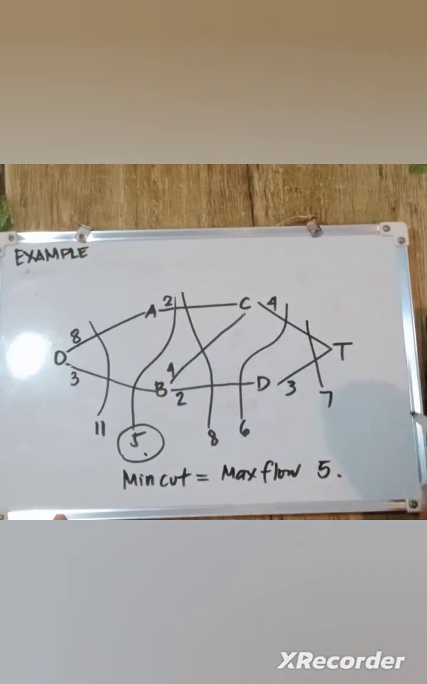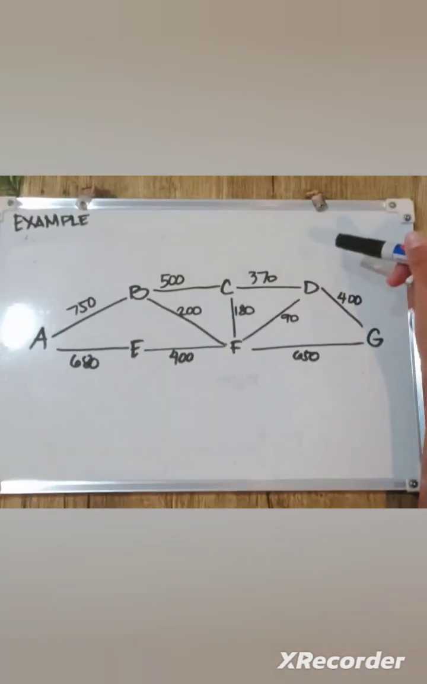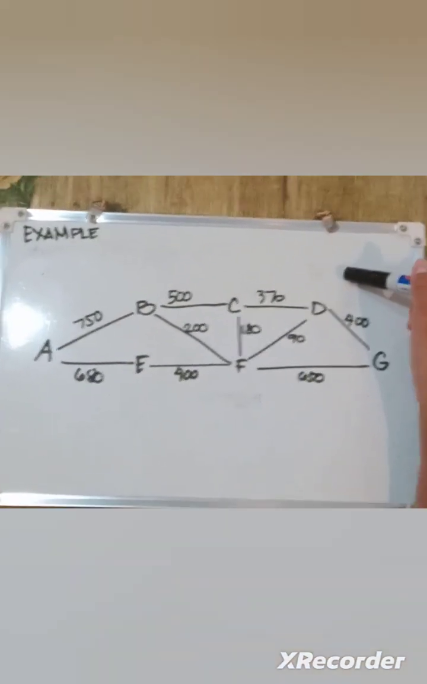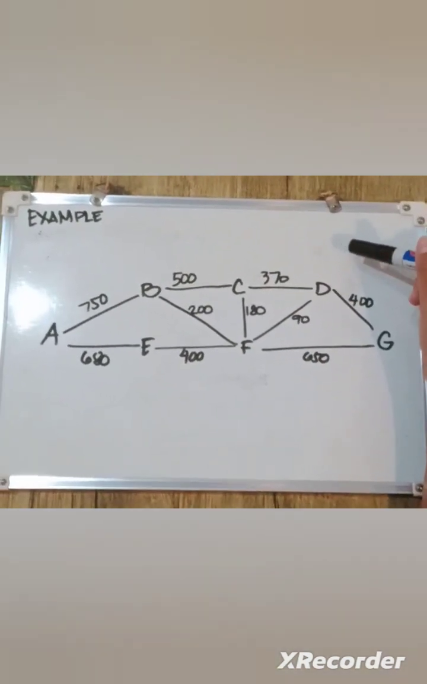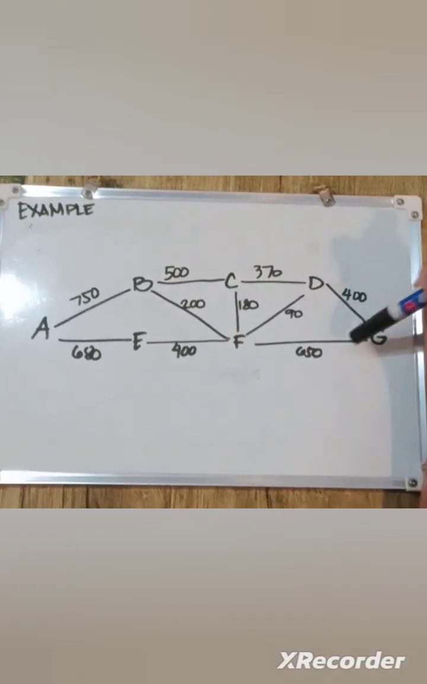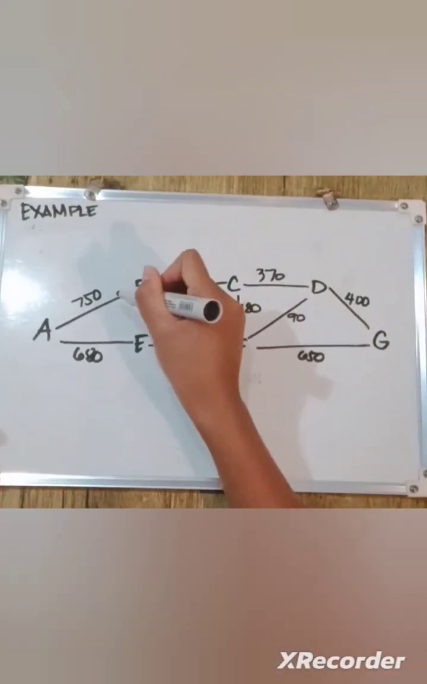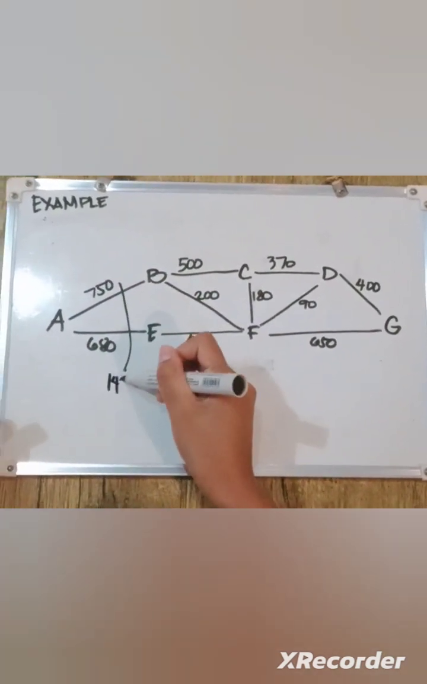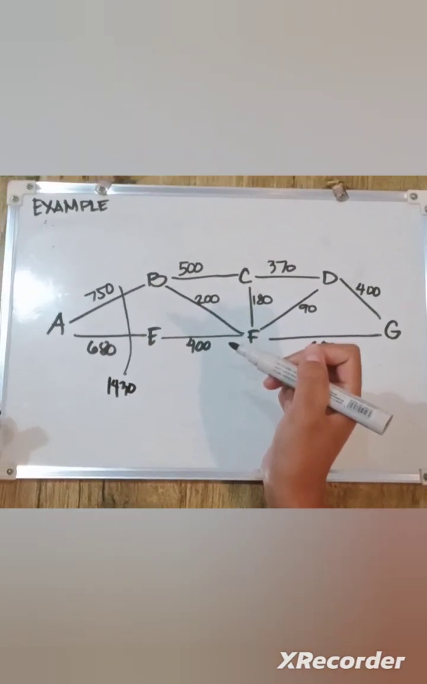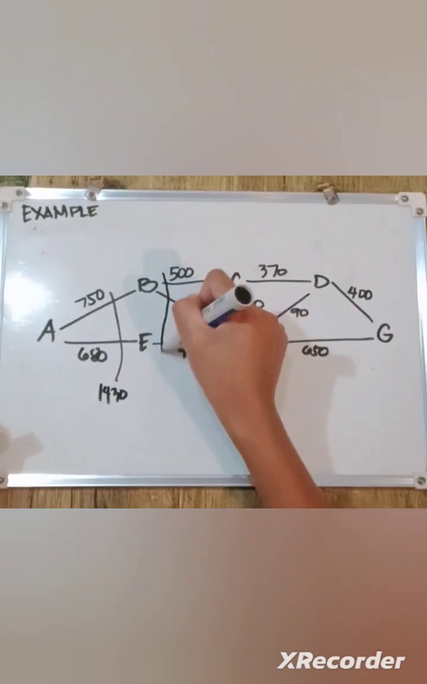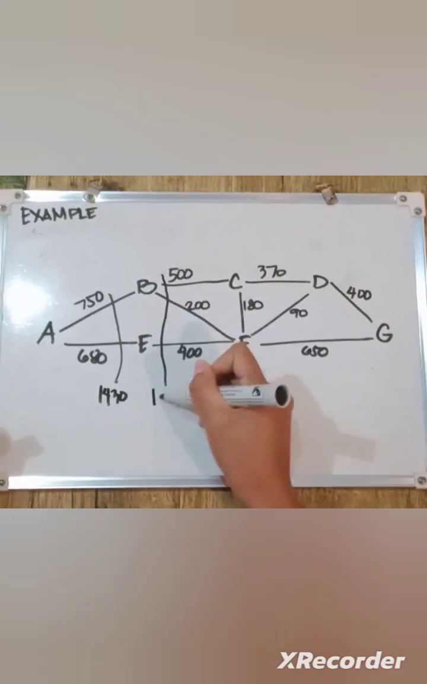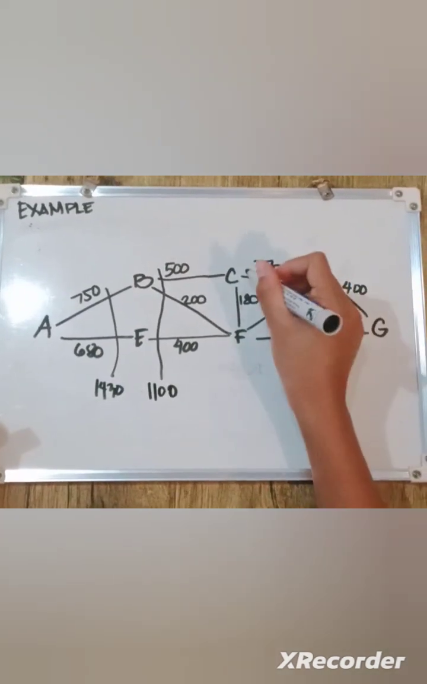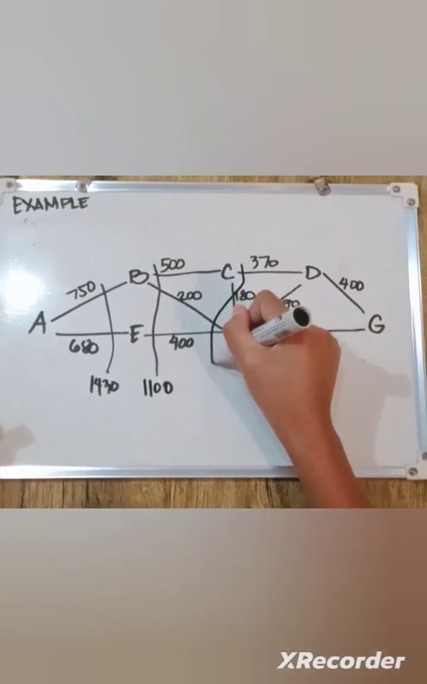Okay, proceed to another example. So we have here another example. It is more complex because we have much bigger capacities already. Okay, so we will start here. 750 and 680, we have 1,430. Next, we have 500, 200, and 400. We have 1,100.